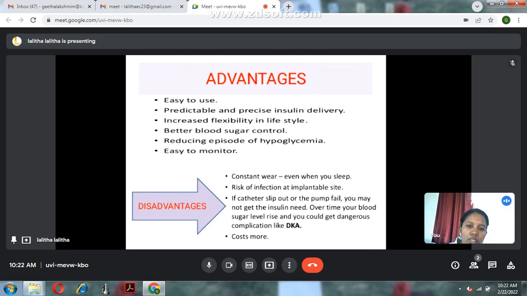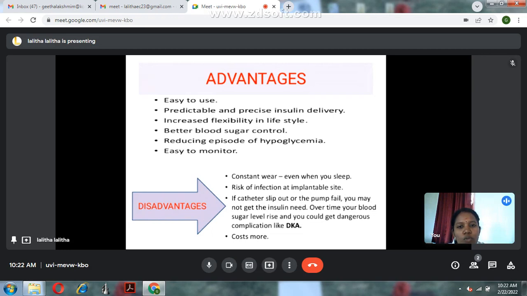Next, the disadvantages: constant wear, even when you sleep. Risk of infection at the insertion site. If the catheter slips out or the pump fails, you may not get the insulin you need. So over time your blood sugar level rises and you could get dangerous complications like DKA. The cost is also higher. These are the advantages and disadvantages of insulin pumps.